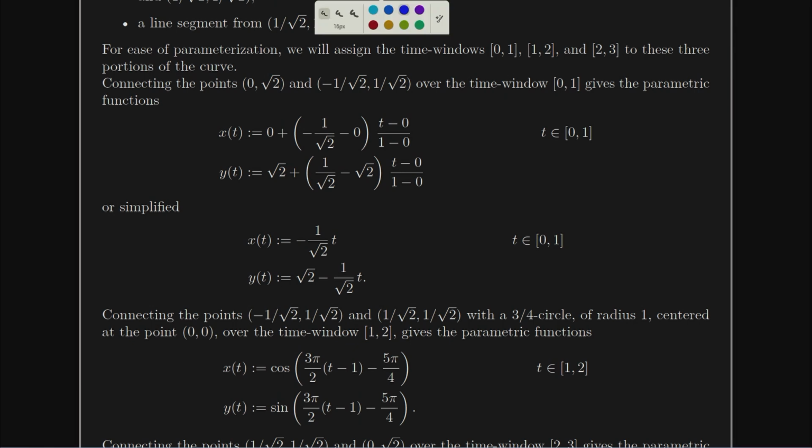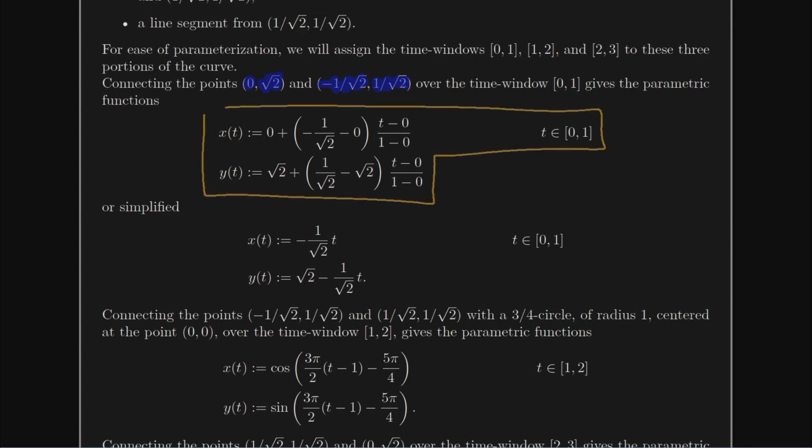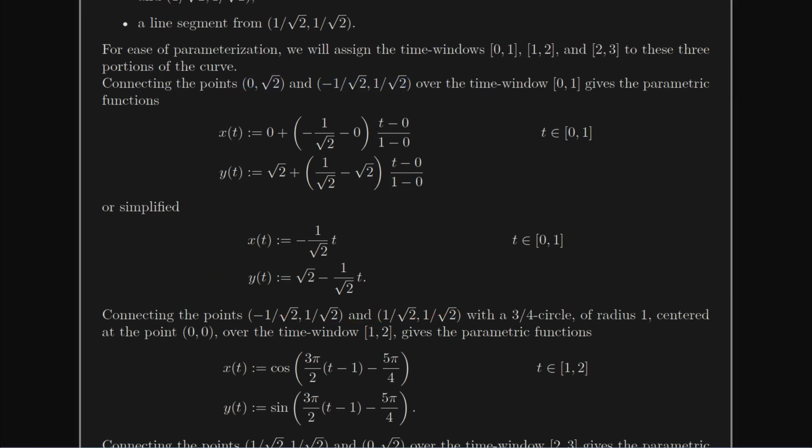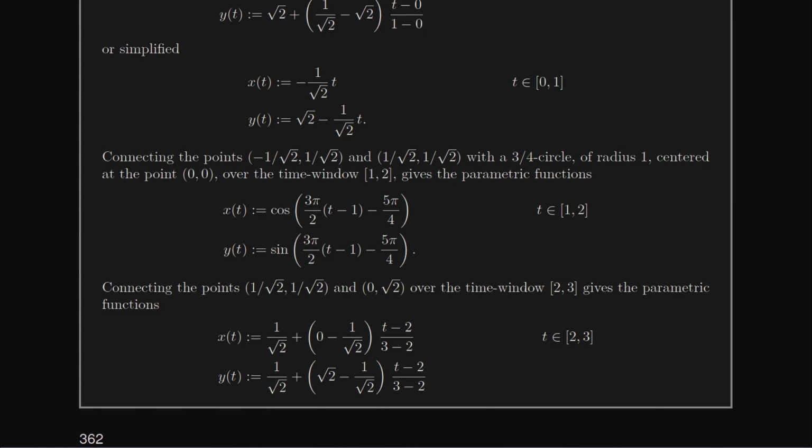Well, my first line segment connects the point 0, root 2, that was my very tip top, to the point negative 1 over root 2, 1 over root 2. And I'm just going to use my line segment formula from the parametric curve section of the book for this. If I simplify that formula, I get something a little bit prettier, but a lot of root 2's sitting around, which is too bad. For my circle, my portion of a circle, we're going to have to be clever.